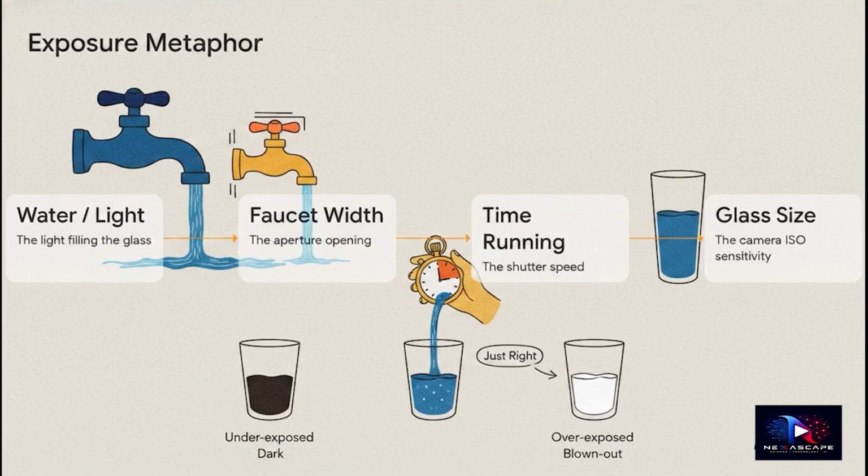All right, let's jump right into part 1, decoding photographic exposure. To really get this, let's start with a foundational, honestly brilliant metaphor that perfectly mirrors how this works. Capturing a properly exposed photo is remarkably similar to filling a glass of water. In this setup, the water is the light. The width of your faucet, that's your aperture. The time you leave it running is your shutter speed, and the size of the glass is your ISO. The ultimate goal here is to fill that glass perfectly. No dark underfilling, and definitely no overflowing into a blown-out mess.